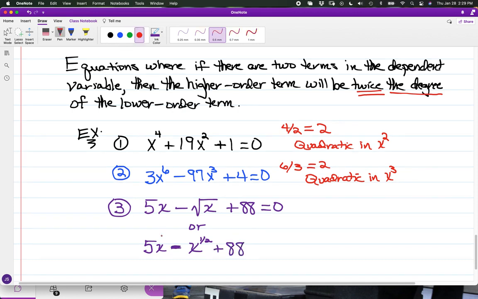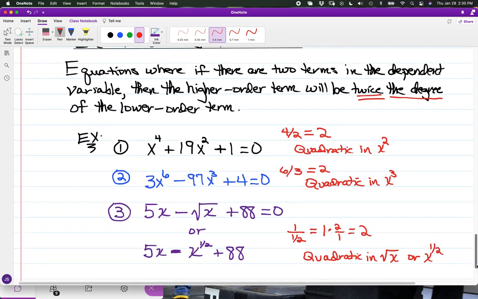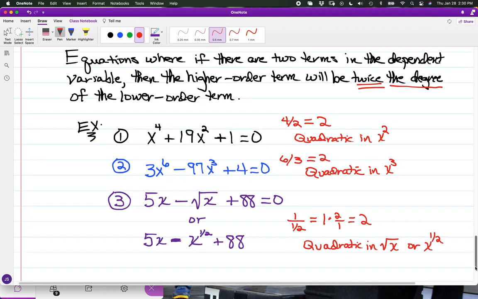And guess what? Comparing the degrees, for 5x you have x to the first order, and we have 1/2 for the square root of x. And guess what? 1 divided by 1/2 comes out to a 2 to 1 ratio, which is 2. In this particular case, it is going to be quadratic in the square root of x, or x to the 1/2. Right, so these are just samples of equations that are quadratic in form.